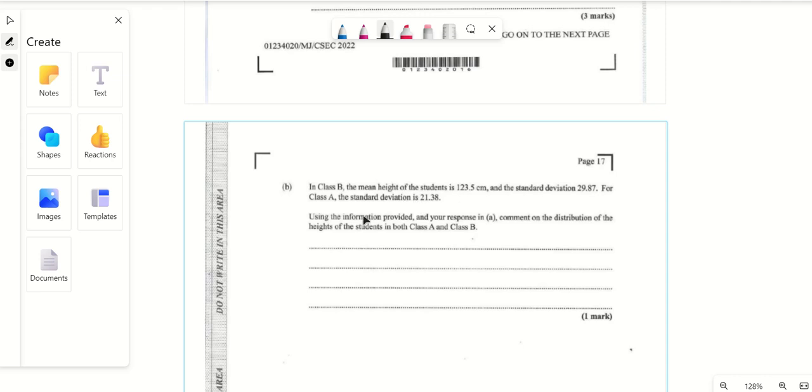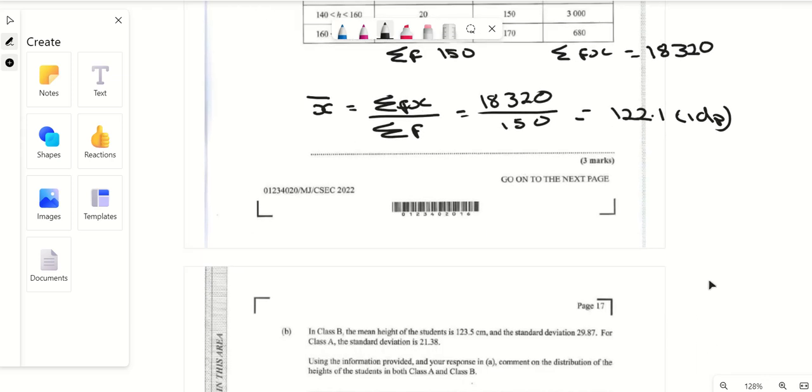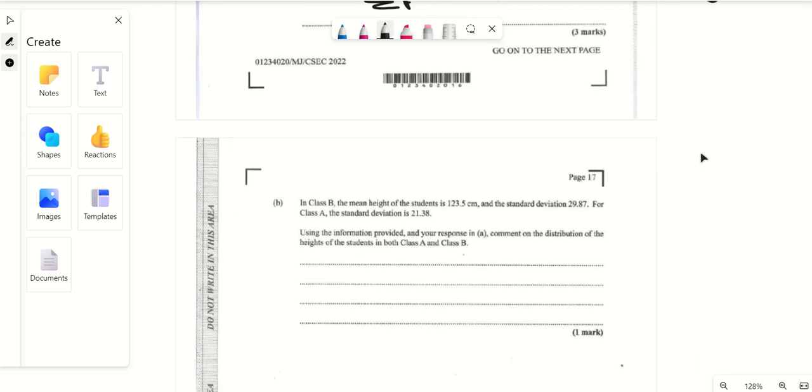The mean for class A was 122.1, right? So this is the mean, 122.1. Right? So they said using the information and your response in A, that is 122.1, comment on the distribution of height of the students in both class A and class B.